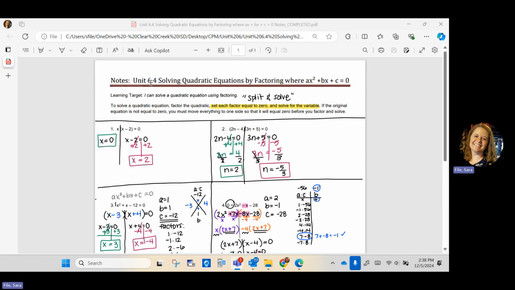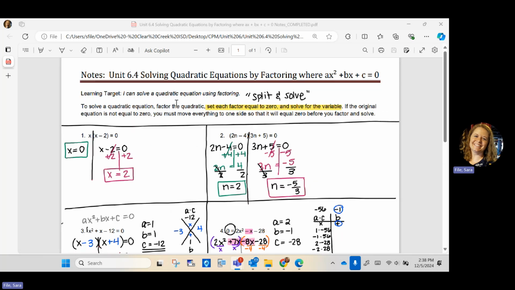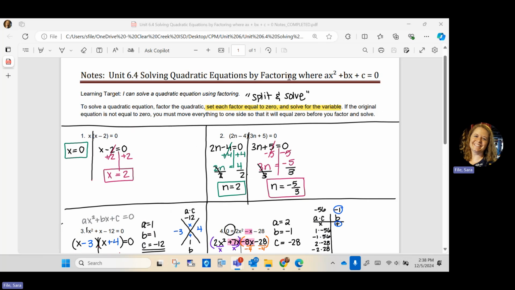What we're introducing in 6.4 is solving quadratics by factoring. The factoring part we've already talked about. What's new is then solving. In all of our notes up to now, there was no equal sign. It was just expressions. Now we have an equal sign, an equation. Examples 1 and 2 are already factored for us, so on 1 and 2, we're just looking at this new step that I like to call split and solve.